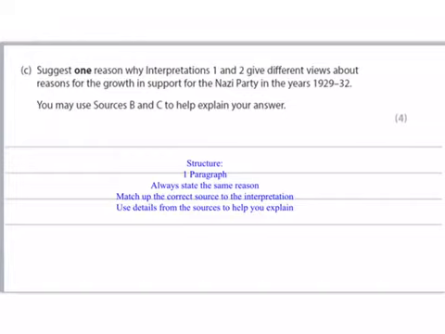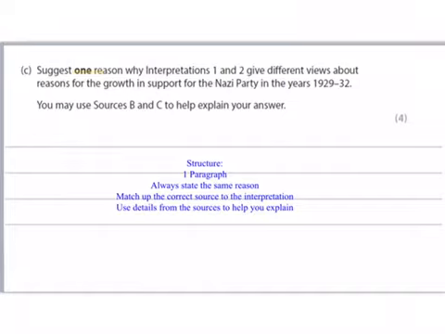But the question now requires you to suggest one reason why interpretations 1 and 2 give different views about the reasons for the growth and support for the Nazi Party. So that will be the same type of stem that you will have tackled in 3B, and now you just need to give a reason for that. So the suggested structure here is, all you need is a paragraph. You'll see the lines in the exam paper.